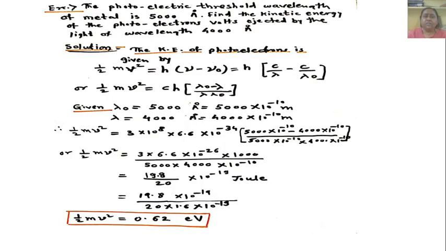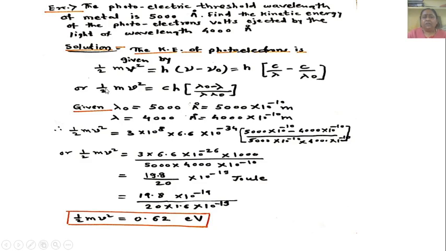Now see the example. The photoelectric threshold wavelength of a metal is 5000 angstrom. Find the kinetic energy of the photoelectrons ejected by light of wavelength 4000 angstrom. Now see, the kinetic energy of the photoelectron is given by 1 by 2 m v square equal to h into nu minus nu 0, that is equal to h into c upon lambda minus c upon lambda 0.